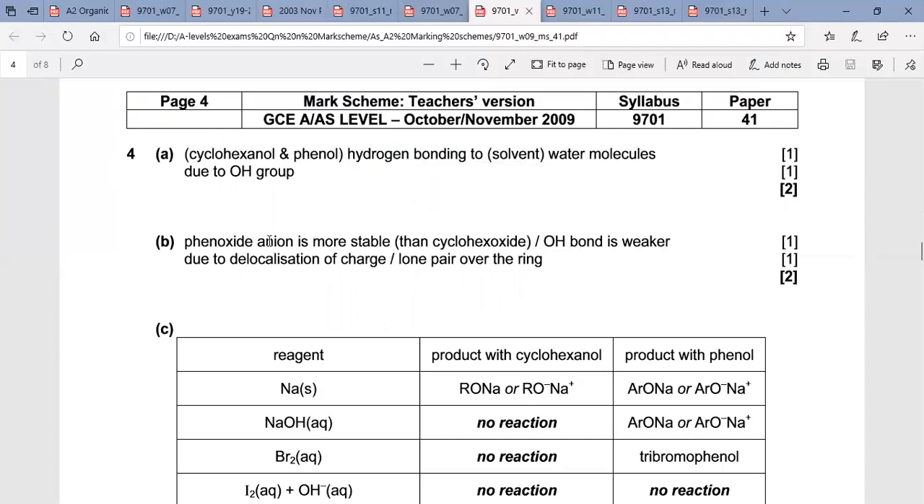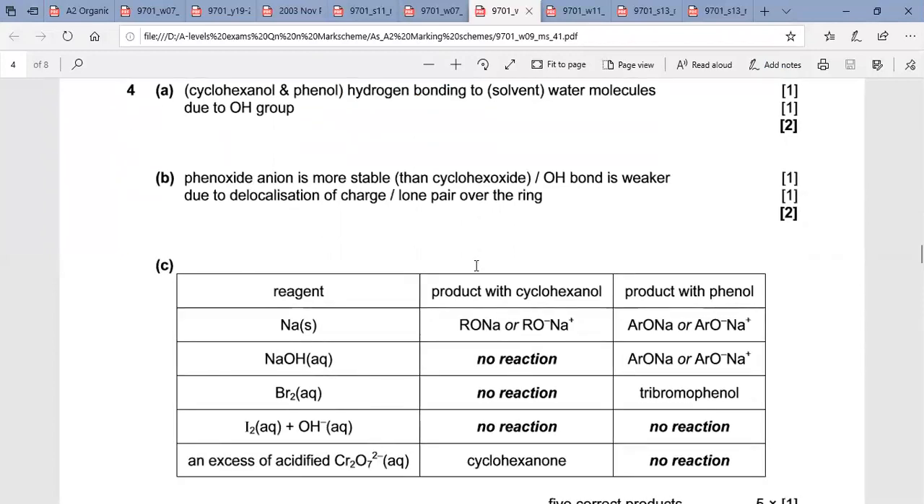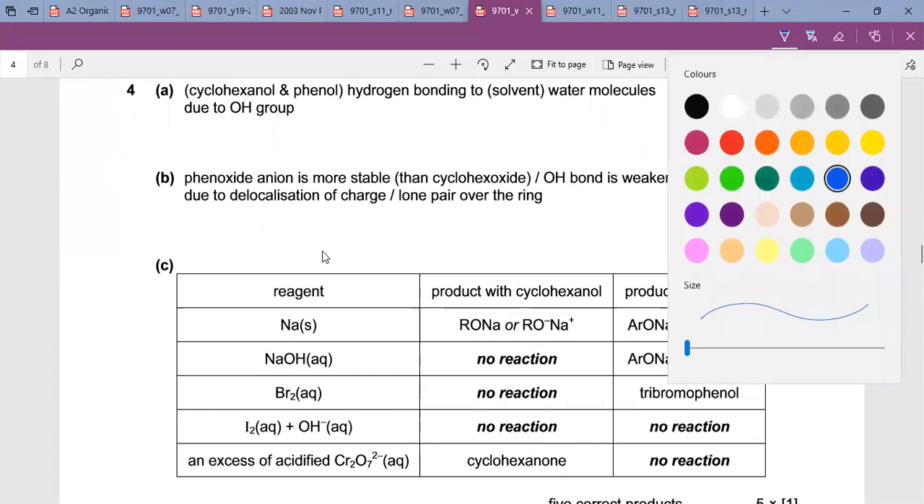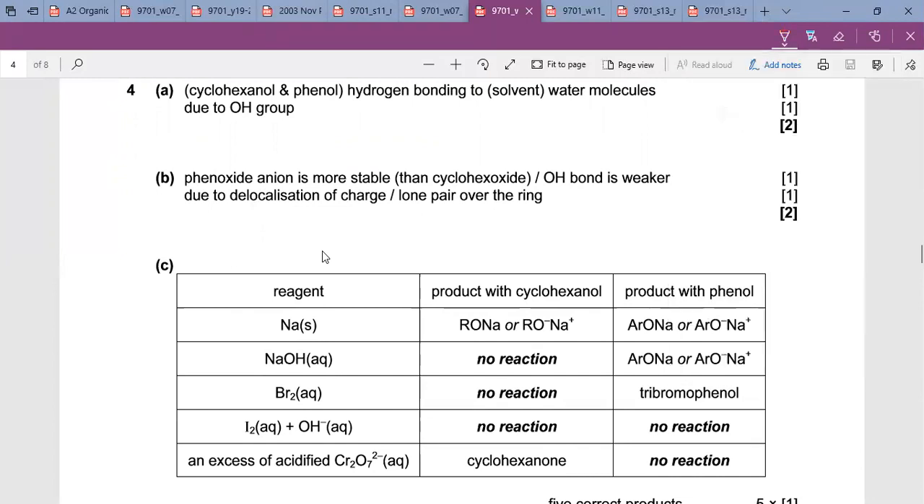Now, why is phenol more acidic? Of course, for the answer they can use two methods. The phenoxide. Sorry, I've got to use this again. Remember now the word phenoxide, which means C6H5O-. This is called the phenoxide anion. It's more stable. Okay? Right? Why is it more stable?